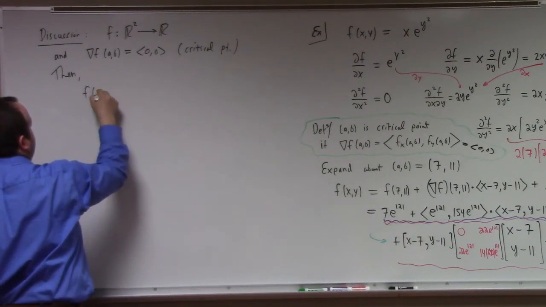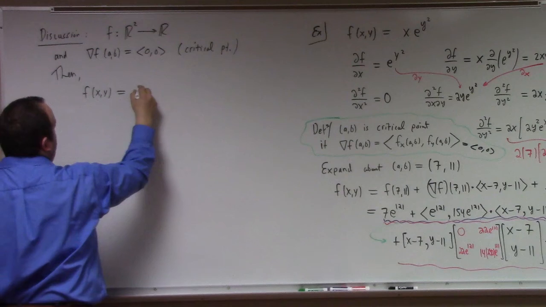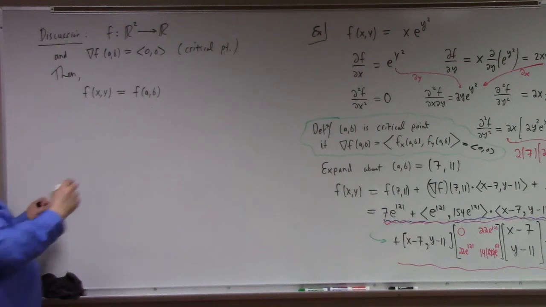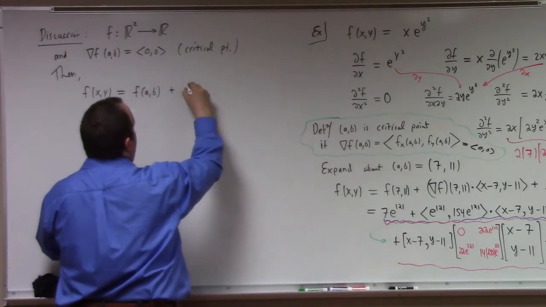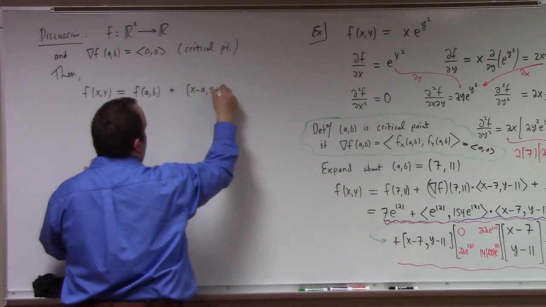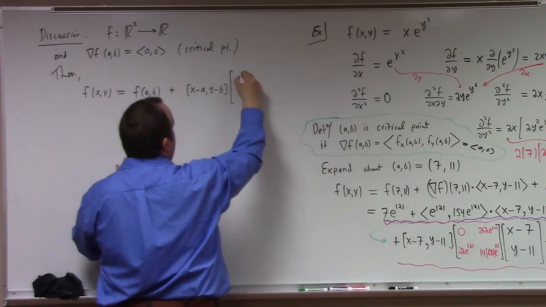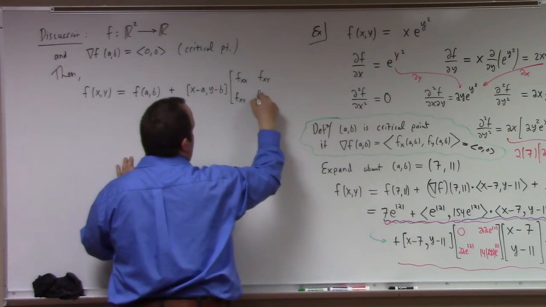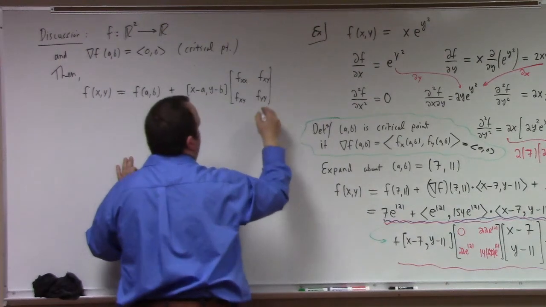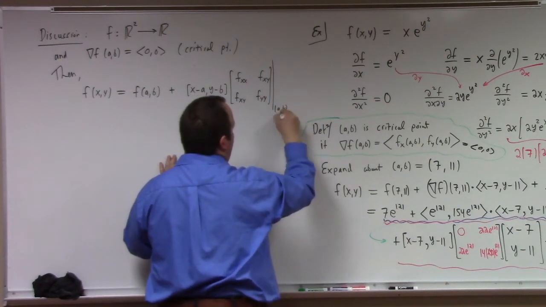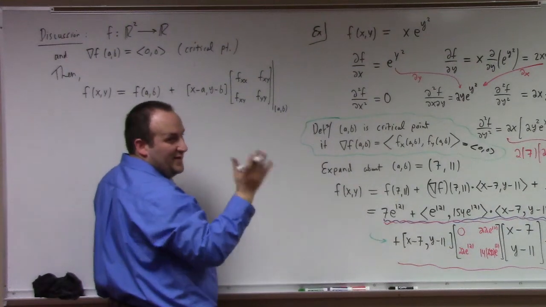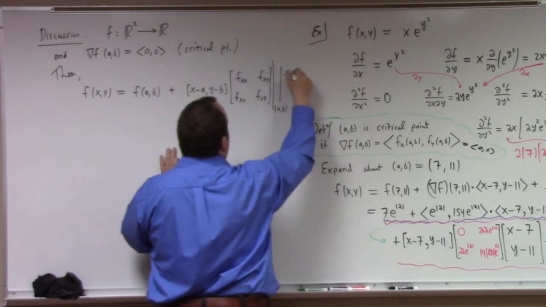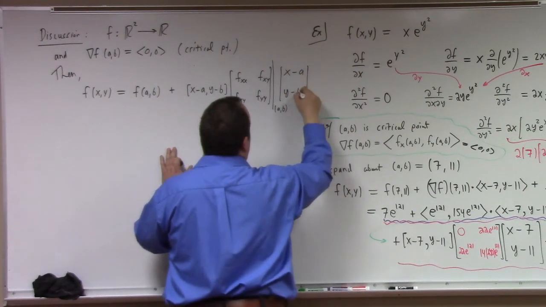We have f of x comma y equal to f of a comma b, plus something that looks like (x minus a, y minus b), times this 2 by 2 matrix fxx, fxy, fxy, fyy. I'm just going to say the whole thing is at the point a comma b because I'm tired of writing it everywhere, but it's there. We have to evaluate this matrix at the critical point, and then multiply by the column vector (x minus a, y minus b).